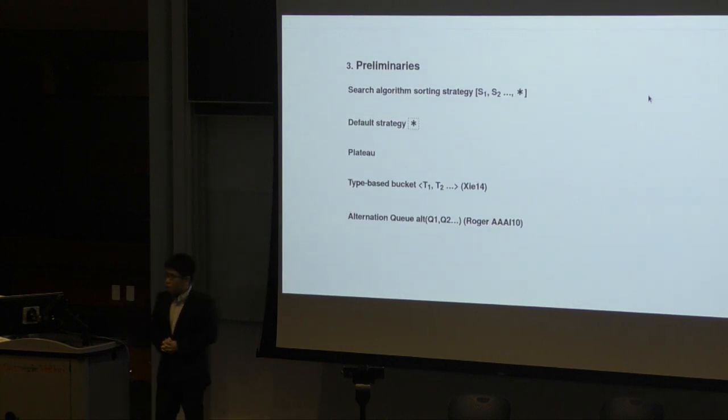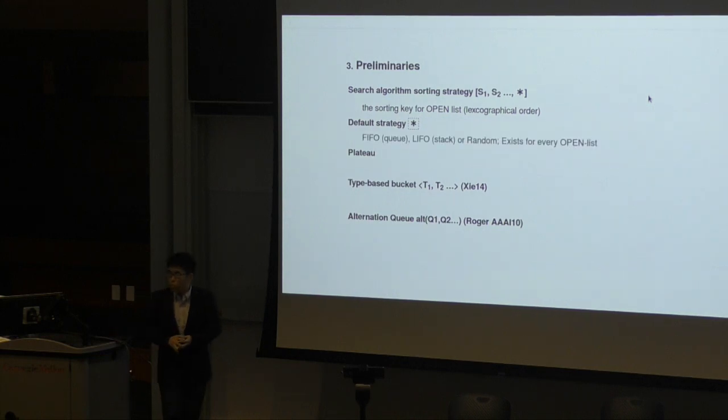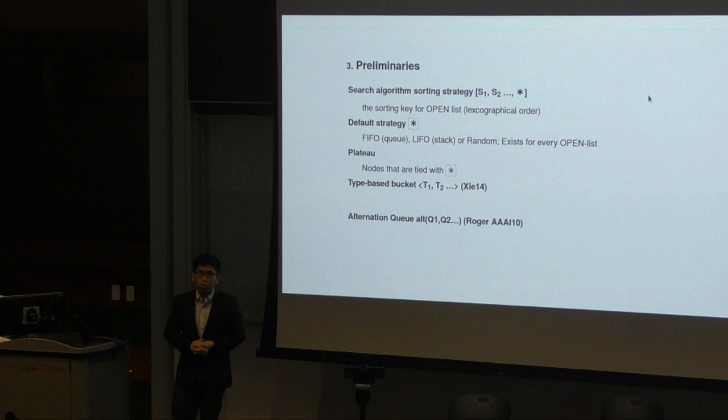Here are the preliminaries. We assume that the search algorithm can be described by the sorting strategy. This is a sorting key for the open list in lexicographical order. There is an asterisk at the last element of the sorting strategy, which is the default strategy, which should be either FIFO or LIFO or random. This exists for every open list implementation because it should be either a queue or a stack or something like that. And there's a plateau, which is a set of nodes that are tied in terms of the default tie breaking.